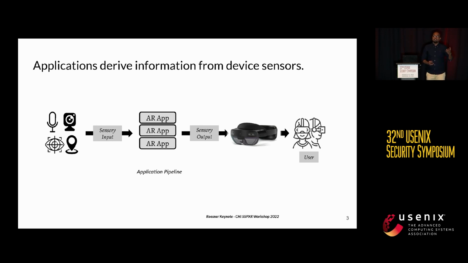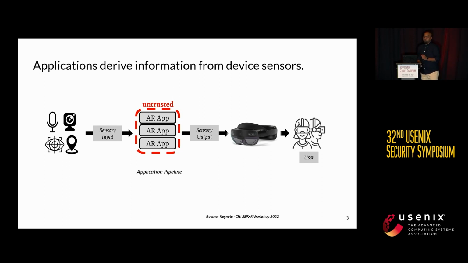You have a bunch of device sensors which provide information about the user's environmental context. These applications derive that information from the sensors, and based on that information, they create some kind of visual artifact, which then gets projected onto the user's display screen. But similar to their mobile counterparts, these applications remain widely untrustworthy.